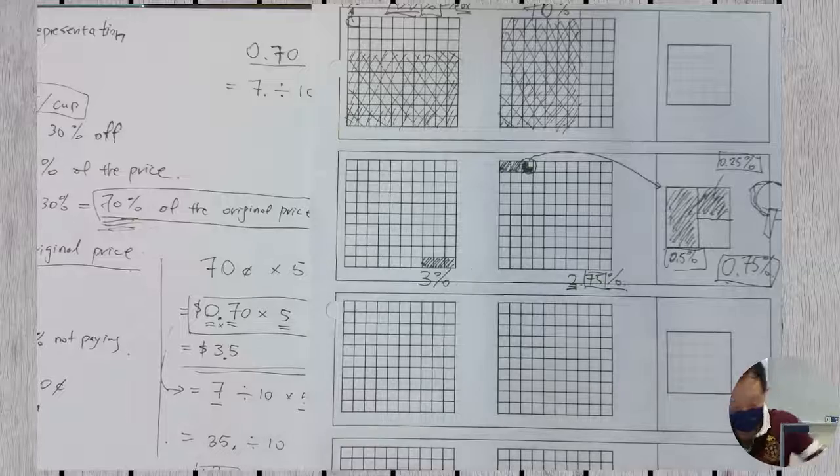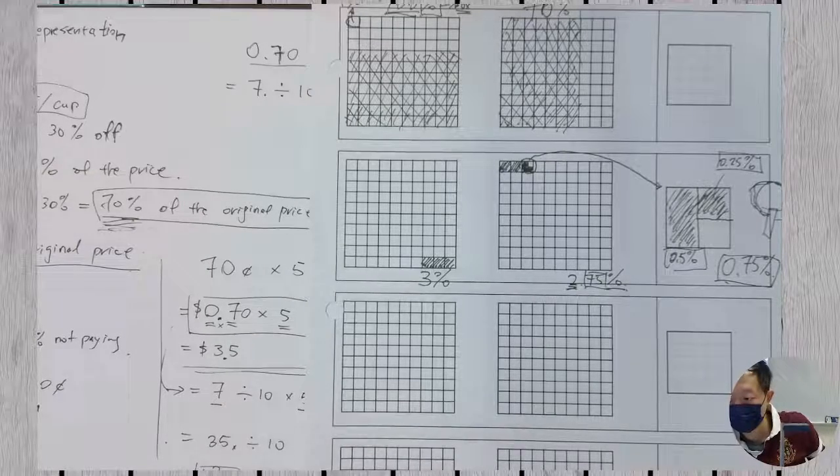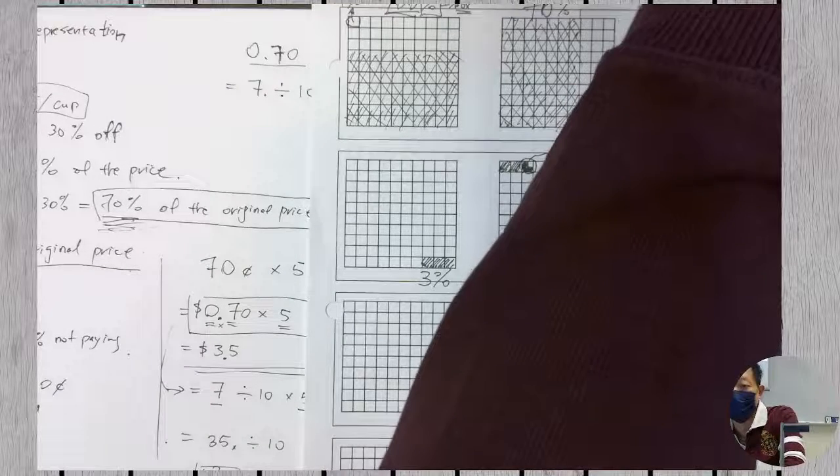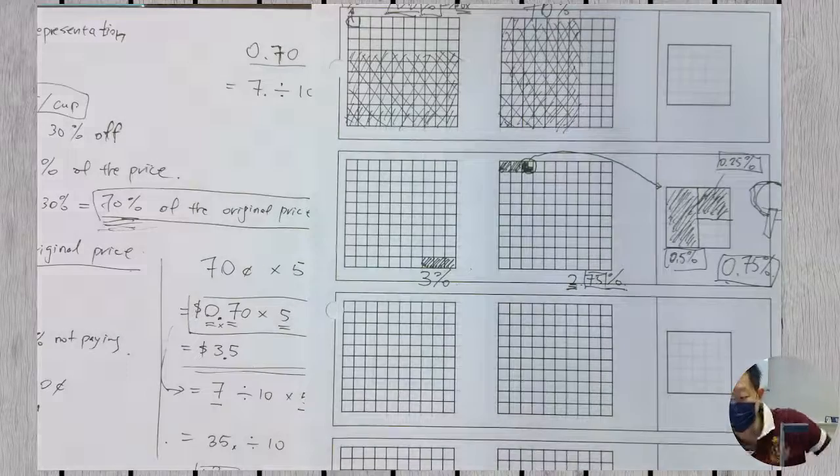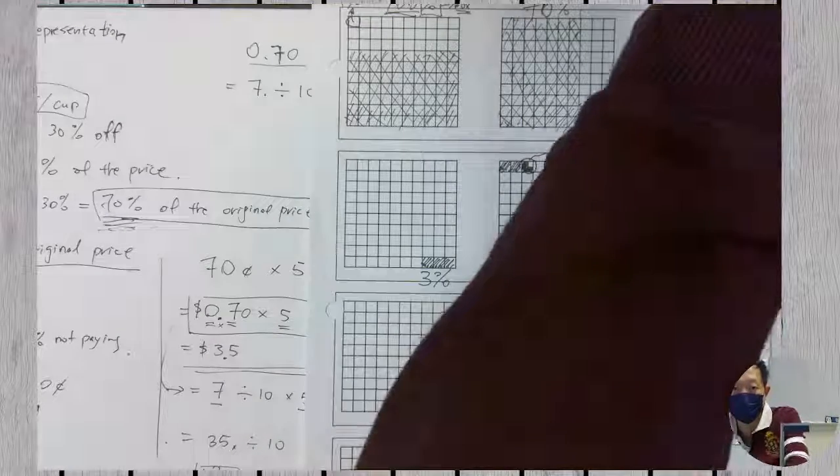All right, so here are some more examples showing you percentage and fraction. Oh, I should do this. What if you have more than 100%? When would you have more than 100%? How would that work?